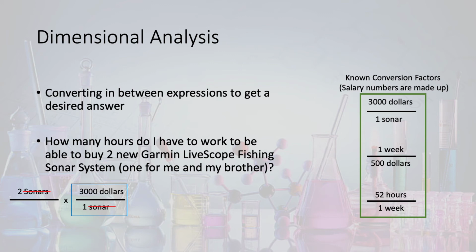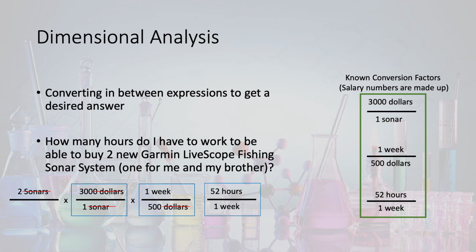Next, we don't have a direct conversion for dollars to hours, but we can convert dollars to weeks using the conversion factor of every 1 week I make $500. Our dollar units cancel now, and we are left with weeks, which we can convert to hours using the conversion factor 52 hours per 1 week.